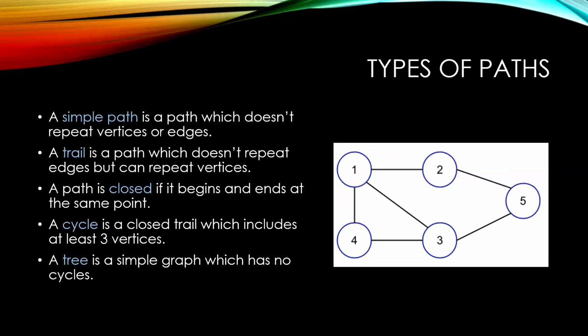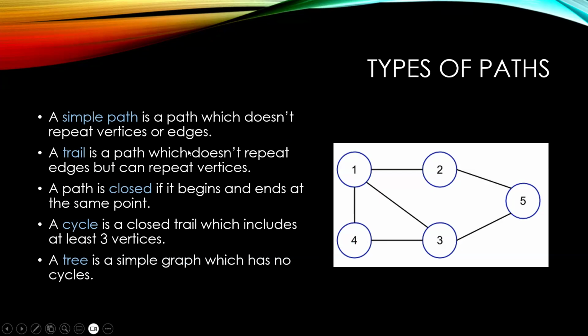We have a number of different types of paths. We have a simple path, which is a path which doesn't repeat vertices or edges. If we just go 1, 2, 5, 3, 4, that would be a simple path because we're just following this outside bit. We're not repeating any vertices. We're not repeating any edges.